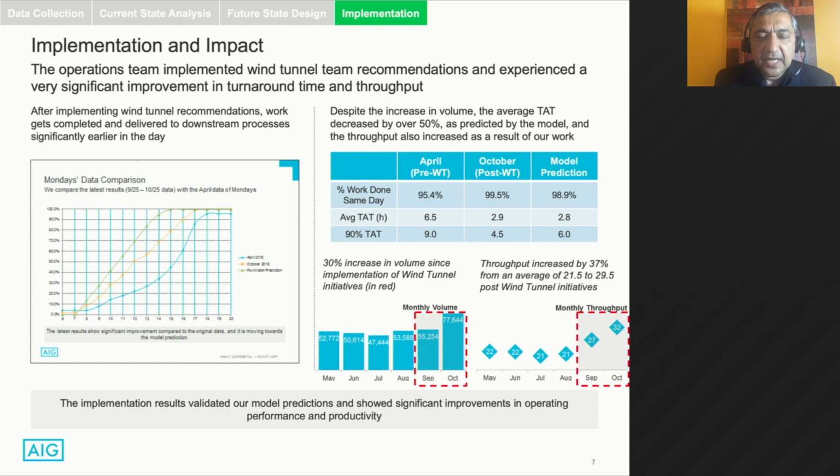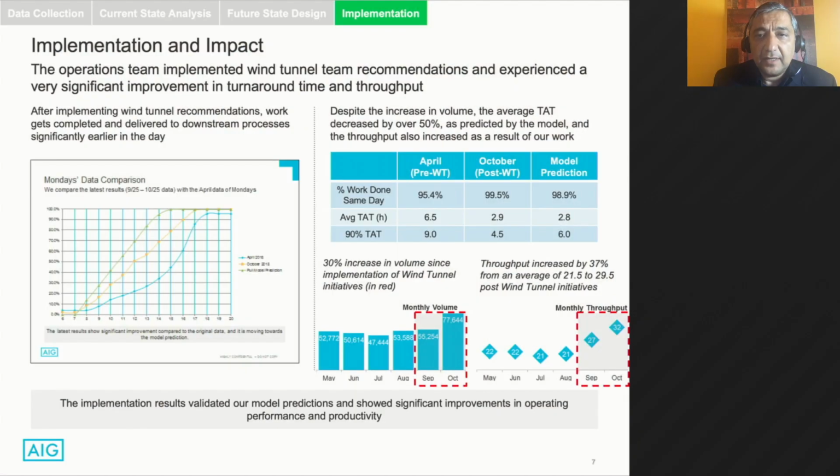And the 90th percentile for the turnaround time distribution means 90% of the stuff was less than 9 hours. So that was what the baseline was saying. And then when we did the model, we thought you could actually do it in 2.8 hours, and the 90th percentile of the distribution would be 6 hours. So that was what we had.